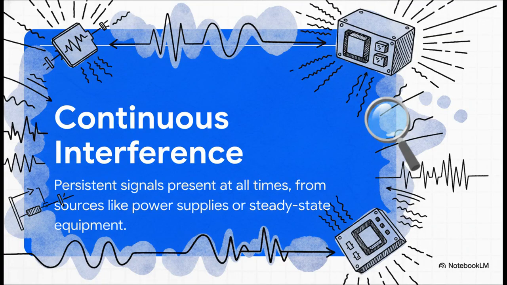Then you have the opposite, really, continuous interference. This is that steady, persistent signal that's just always there. Now, it's still a problem, for sure, but the good news is it's not hiding from you. You can always find it. This is your classic noise from something like a switching power supply or some kind of oscillating circuit.